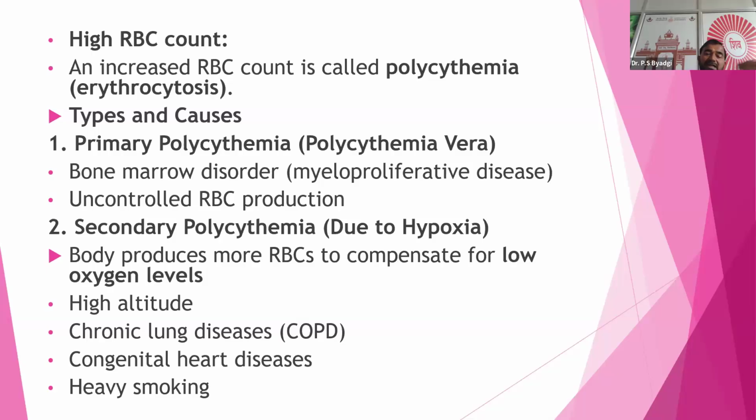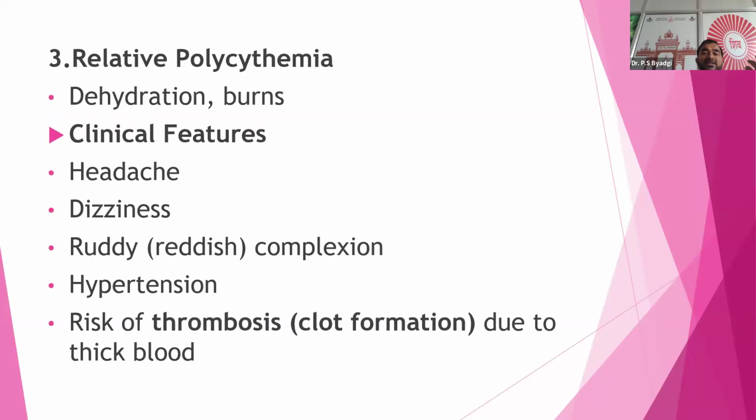So in case of hypoxic conditions, especially the high altitude, chronic lung diseases, congenital heart diseases, and heavy smoking, these are all the conditions where there is an excess demand for oxygen, a low oxygen level. In those areas, you will get the increased count. Relative polycythemia is there, especially in case of dehydration and burn conditions.